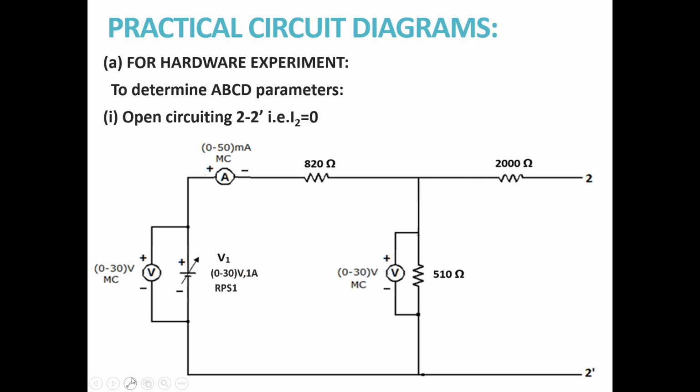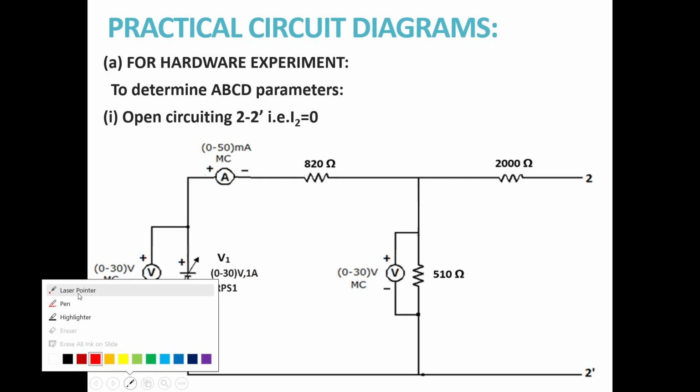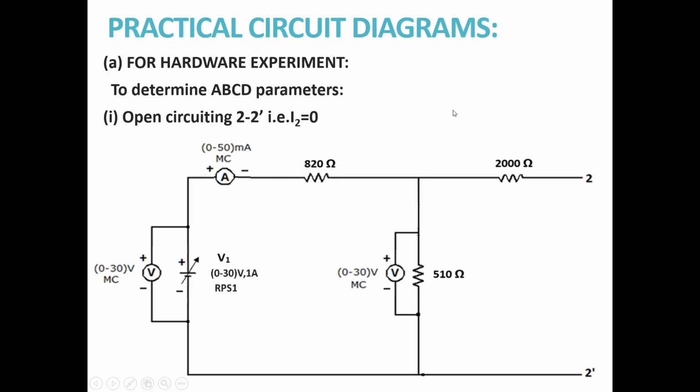You can pause the video and copy down the circuit in your observation or notes or record. So this is one circuit to determine ABCD parameters. There is one more circuit to determine the ABCD parameters.